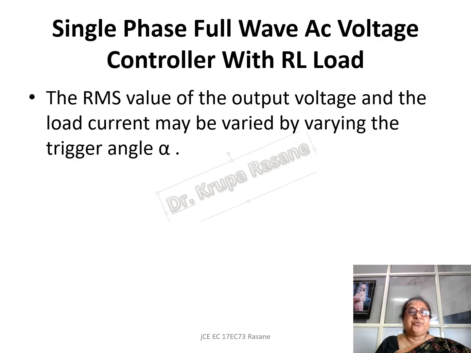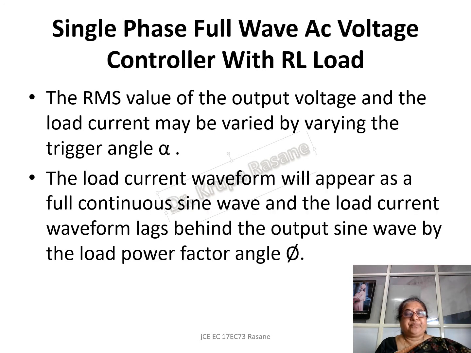Now let us continue with the output voltage and how we estimate it. The RMS value of the output voltage and the load current may be varied by varying the triggering angle alpha. The load current waveform lags behind the input sine wave by the load power factor angle phi. The output load current can be discontinuous if beta is less than the next firing angle, that is pi plus alpha, or it could be continuous if beta is greater than pi plus alpha.